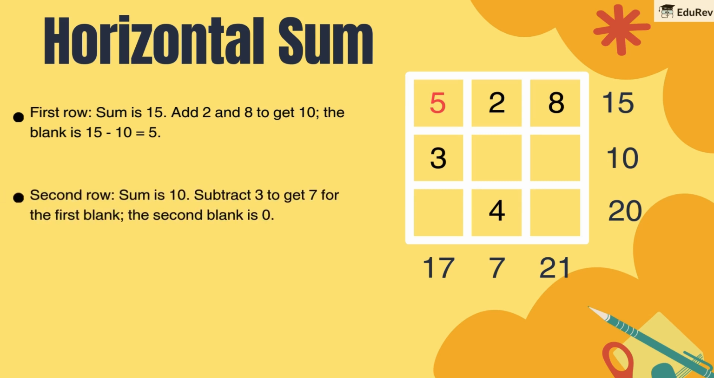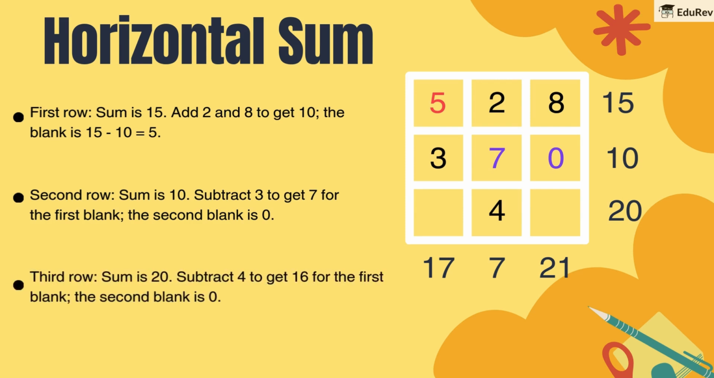In the second row, the sum is 10. If we subtract 3, we get 7 for the first blank. The second blank is 0. In the third row, the sum is 20. If we subtract 4, we get 16 for the first blank. The second blank is 0.